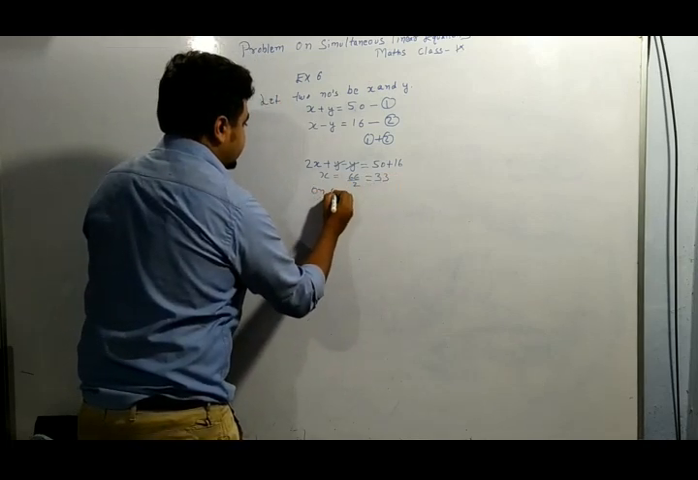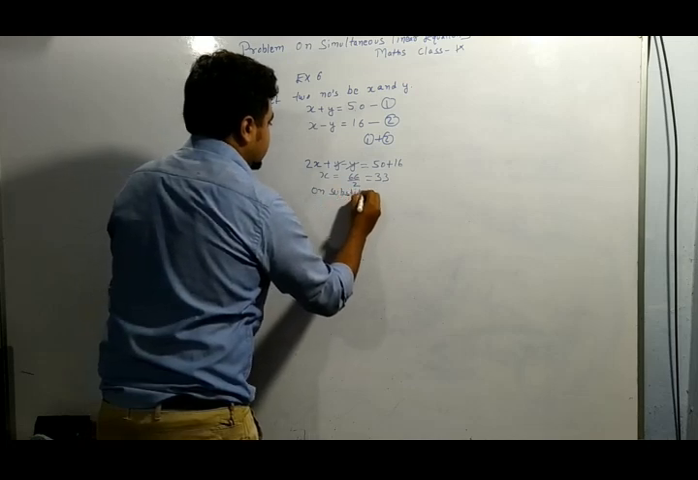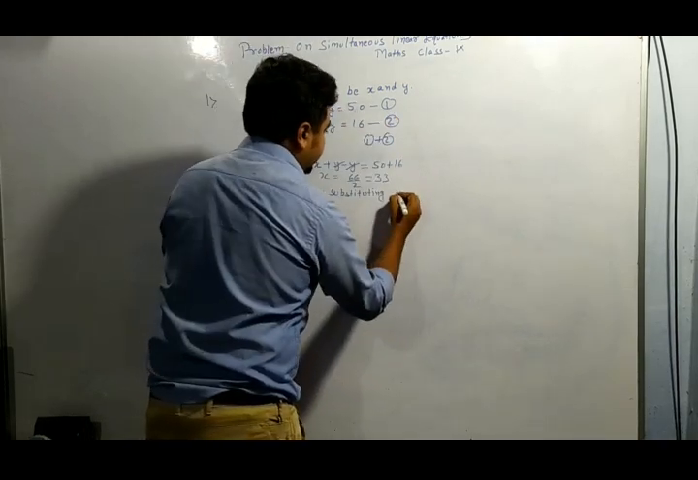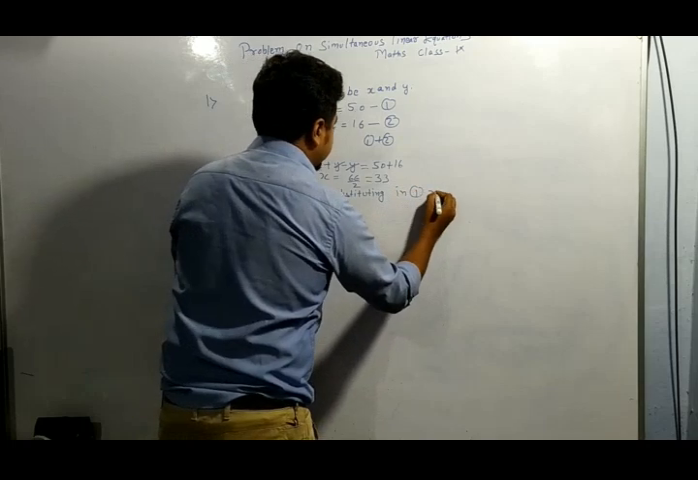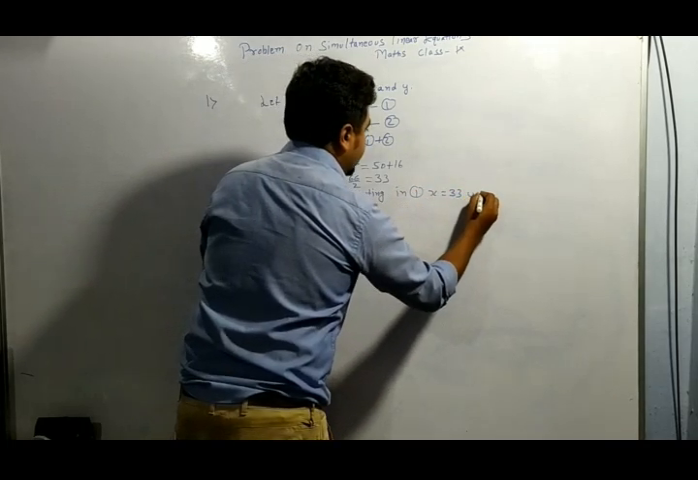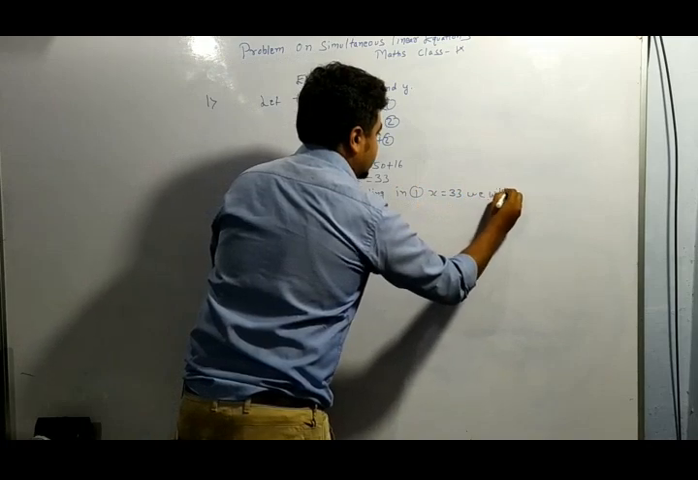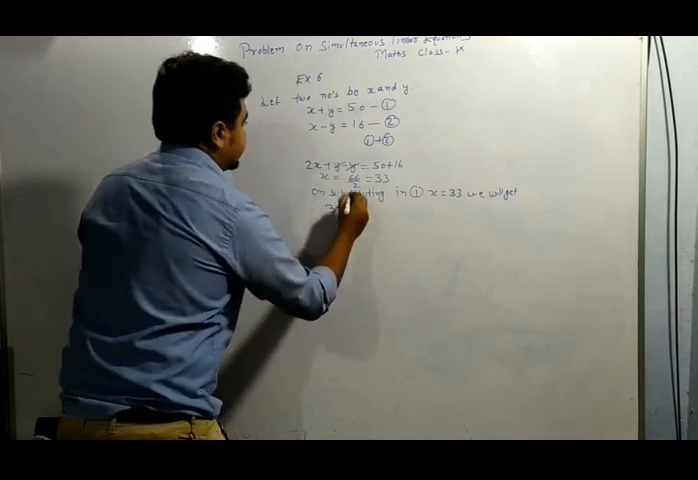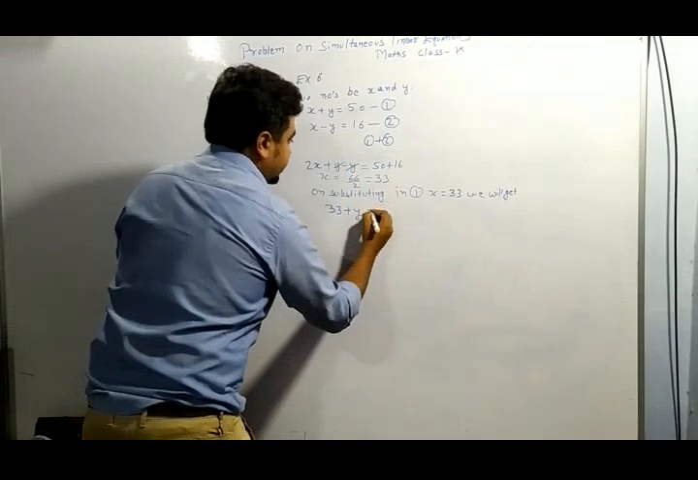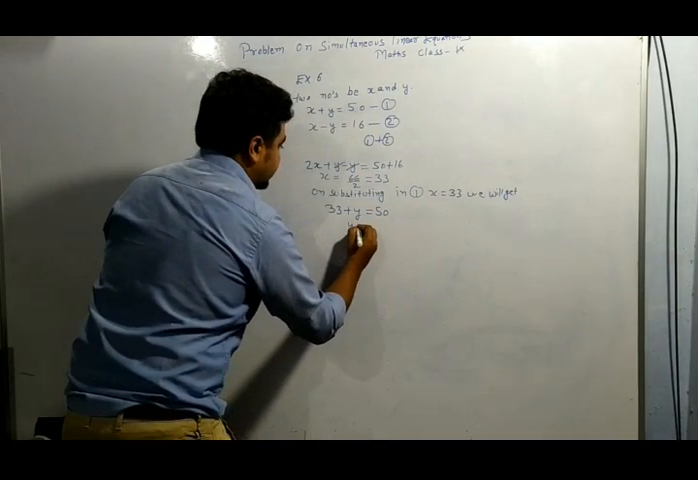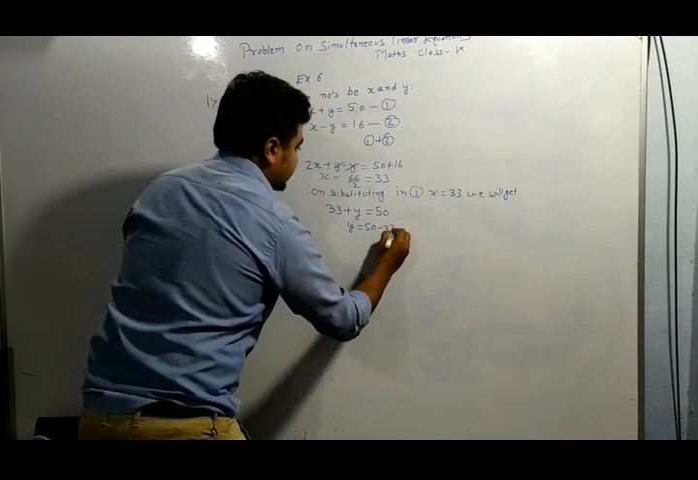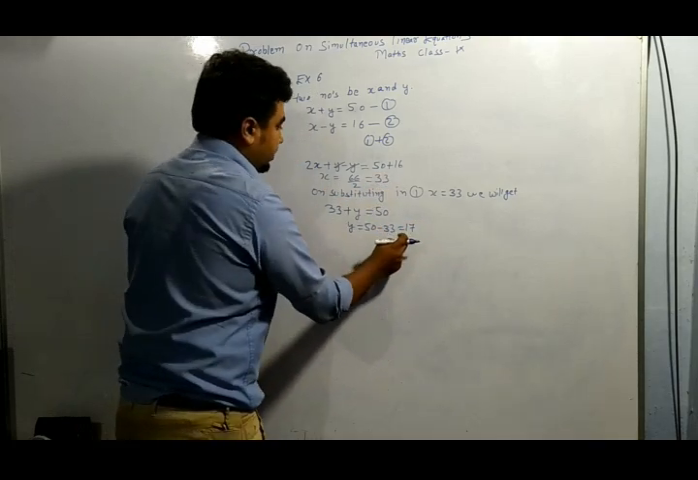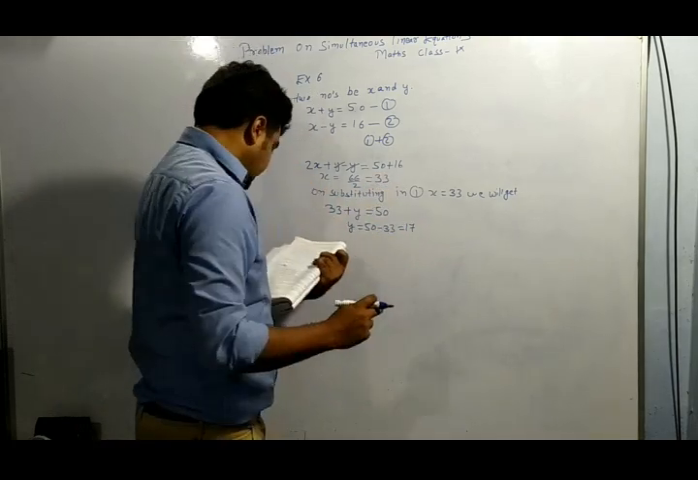On substituting in any of the equations, we can substitute in one. The value of x is 33, so 33 plus y equals 50. I am substituting in equation 1. Y will be equal to 50 minus 33, which comes out to be 17. So we have got the value of x as 33 and the value of y as 17. So this is question number 1.